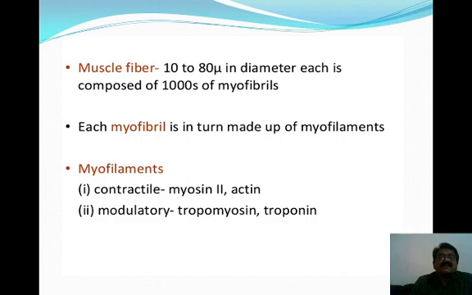Muscle fibers are 10 to 18 micrometers in diameter, each composed of thousands of myofibrils, and each myofibril is in turn made up of myofilaments. Myofilaments comprise the contractile proteins myosin and actin. It also has the modulatory proteins in the form of tropomyosin and troponin.